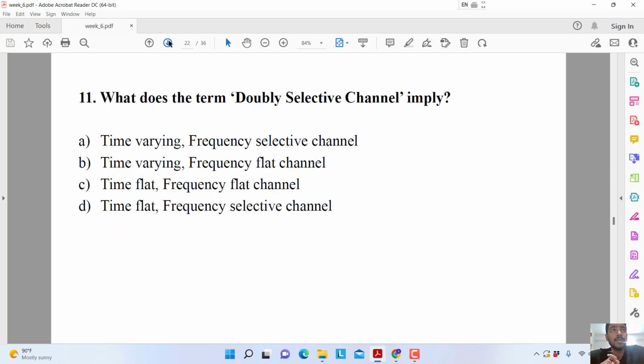Okay. Next question is: what does the term doubly selective channel imply? Basically we have 4 options: time varying frequency selective channel, time varying frequency flat channel, time flat frequency flat channel, and time flat frequency selective channel. Let me know which option is the right one.